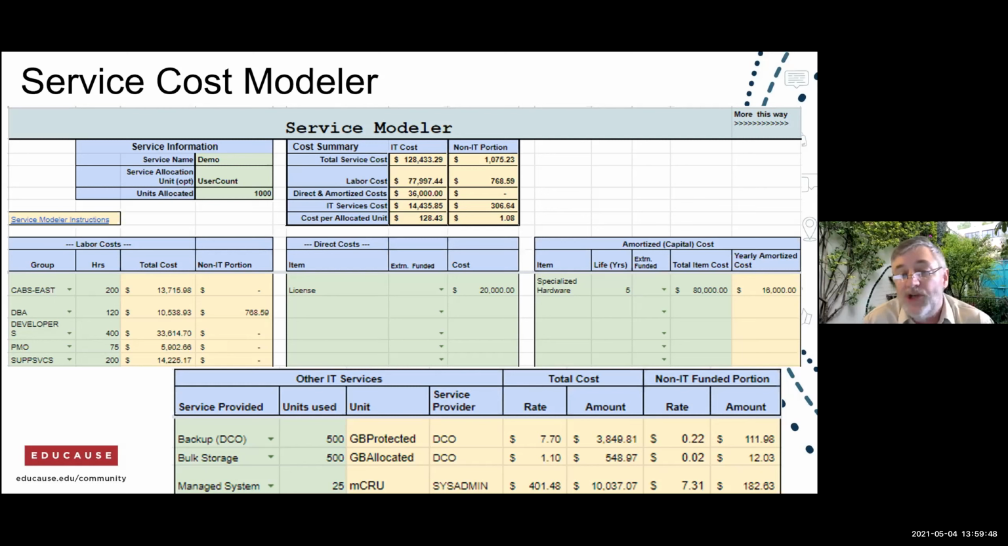In this tool, the green shaded areas are for input. The user can indicate expected hours needed from any IT teams, known or estimated direct costs, as well as any contributing IT services, such as infrastructure. The modeler then projects the total activity cost.